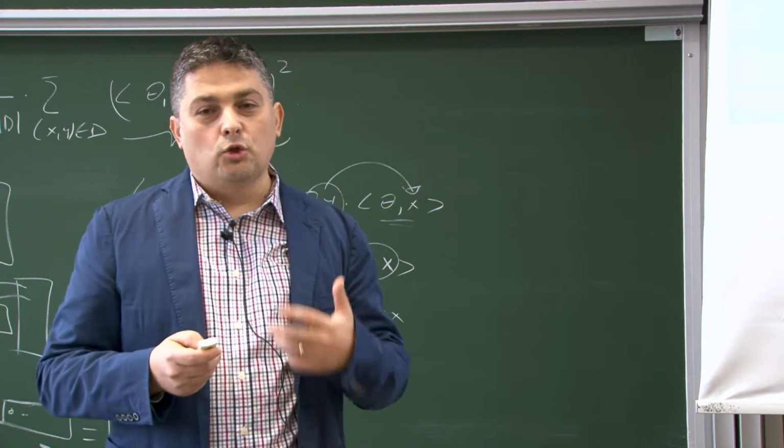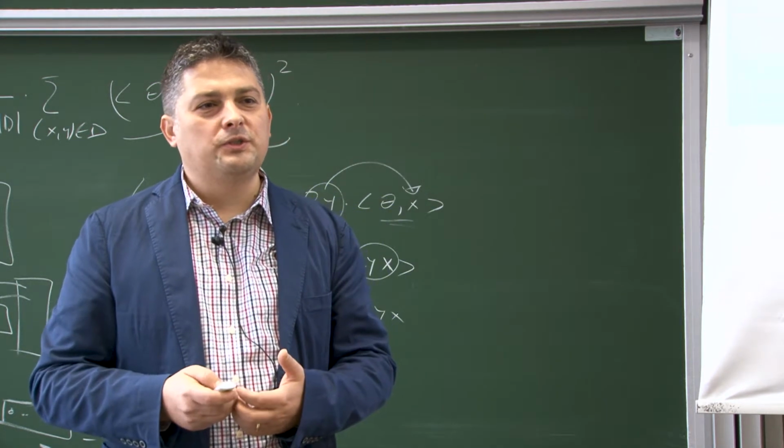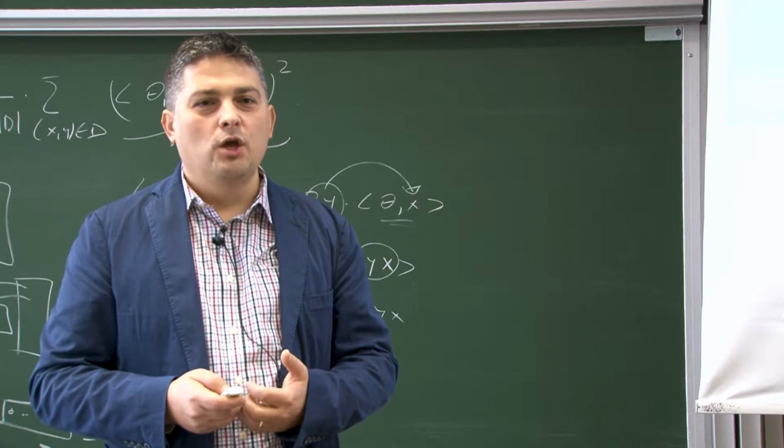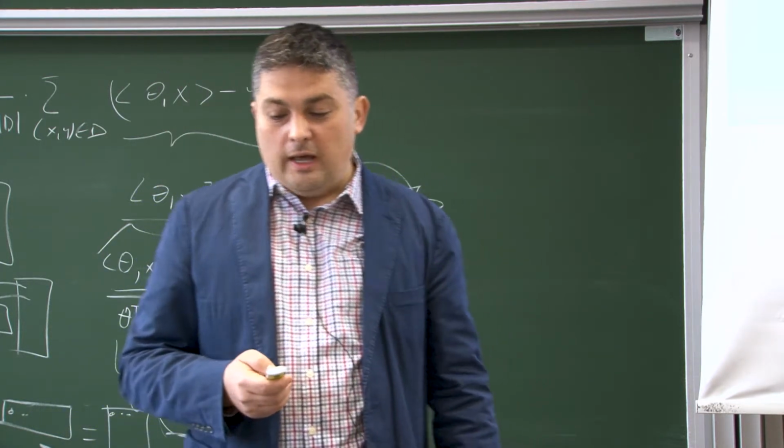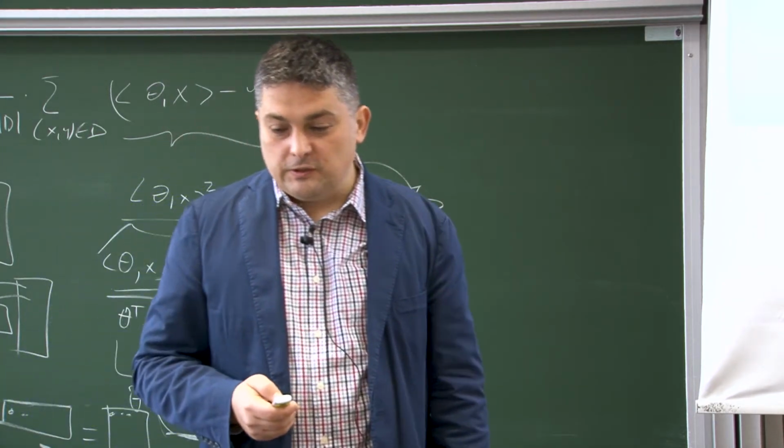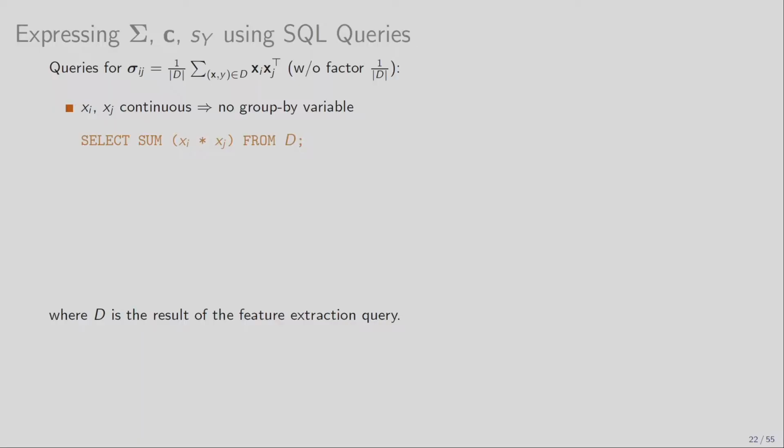You can actually use an existing database management system to do some of this work for you if you want. You don't need a proprietary system. You can use open source Postgres, for instance. In case xi and xj are continuous, you do this query. You select the sum of the products of xi and xj from D, but D is now our join, which we do not necessarily materialize. So instead of D, you plug in the whole join query.